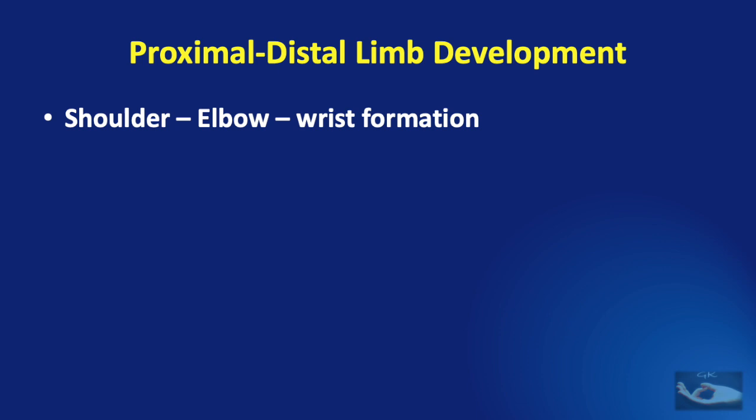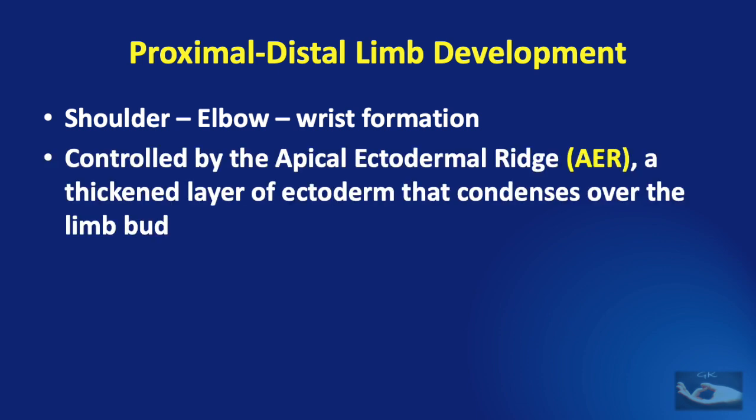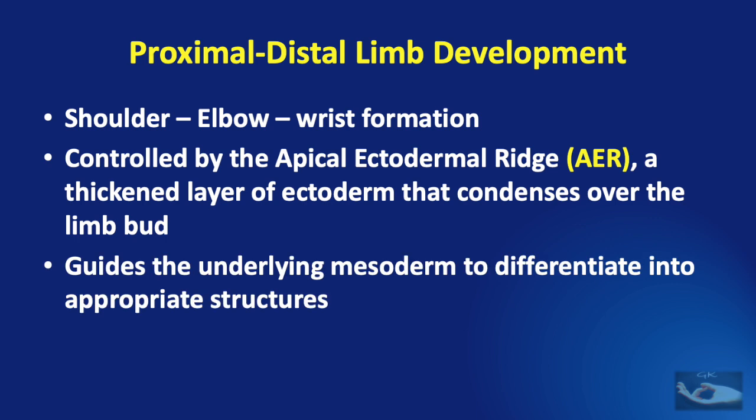First, let us consider the proximal distal limb development. This axis of development ensures that the shoulder, elbow, and wrist, and finally the hand formation occurs correctly. This axis of development is again controlled by the apical ectodermal ridge (AER), which is a thickened layer of ectoderm that condenses over the limb bud. This apical ectodermal ridge guides the underlying mesoderm to differentiate into the appropriate structures.